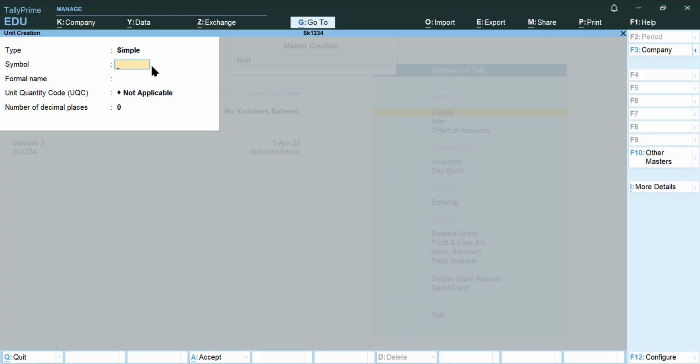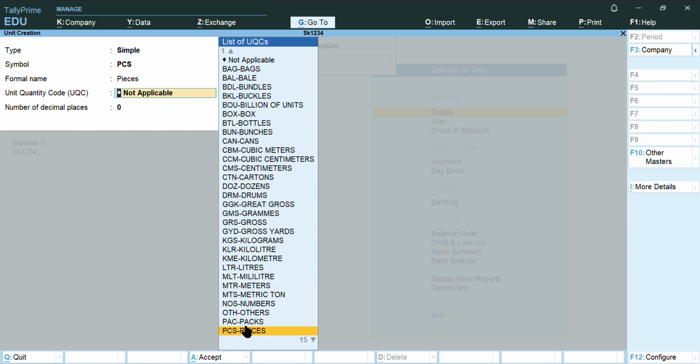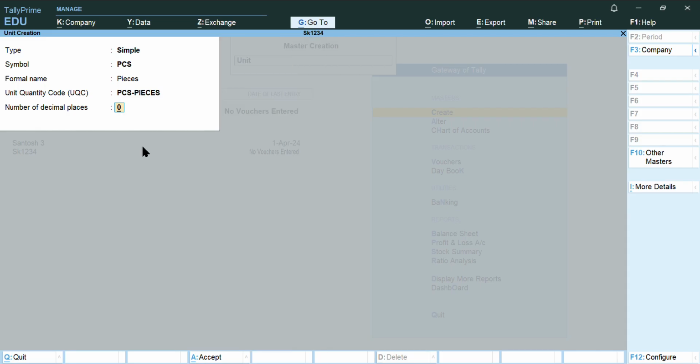Now our quantities are in pieces. So the type is simple. Symbol for pieces is PCS, and the formal name is going to be pieces. Okay, so unit of the quantity as per the coding. These are the codes given in the system. So somewhere here you will be finding pieces. Yes, this is here. So click on this. Number of decimal places, of course, 0, because pieces are counted in absolute numbers.